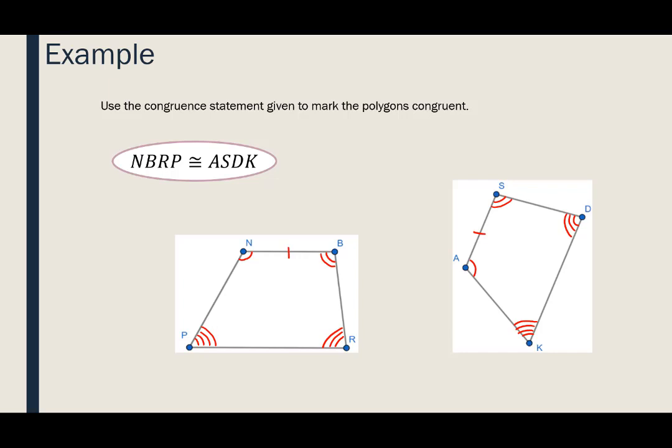Keep going down by pairs. So now we're at BR. He's going to be congruent to the middle two of the second polygon, SD. On to the next pairing, RP, the last two positions. He's going to be congruent to the last two positions of the second polygon, DK. And finally, we have the start and the end letters. NP will be congruent to KA.